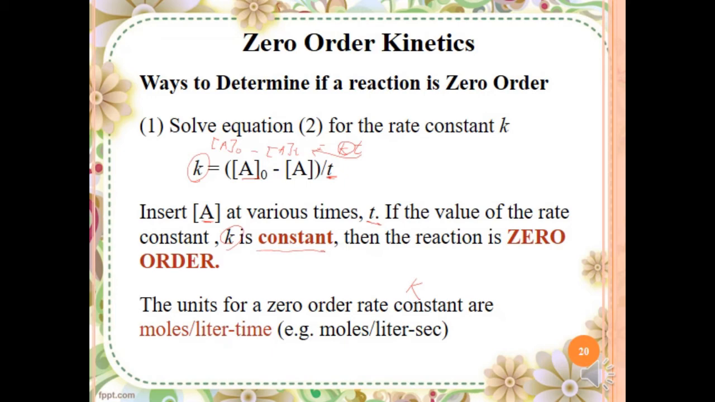Now the unit for a zero order rate constant K is mole per liter per time. Time can be second, can be minute. So this is one example: mole per liter per second, which means molar per second.